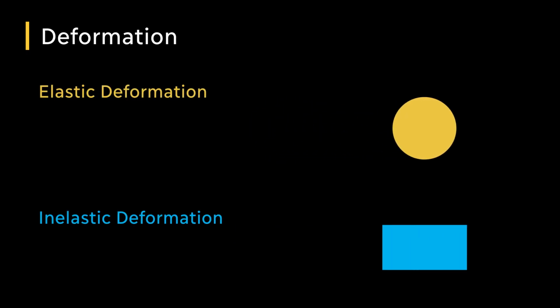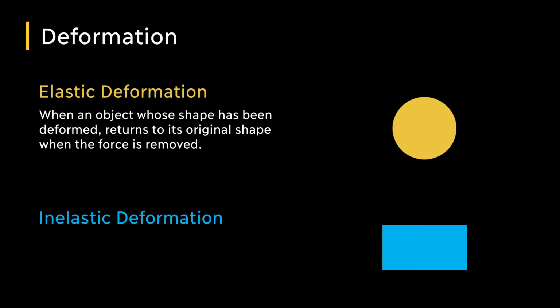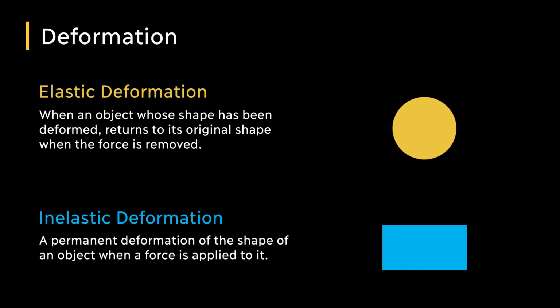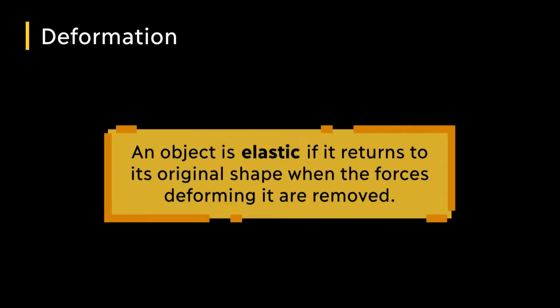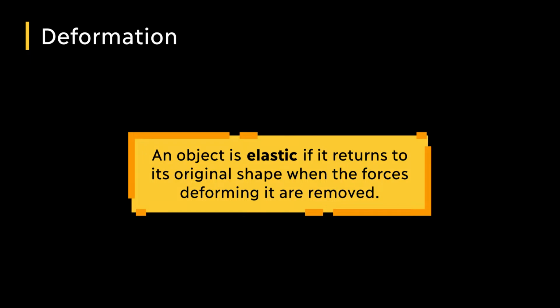We can group deformations into two categories: elastic deformations and inelastic deformations. Elastic deformations are those where, when the forces deforming the object are removed, the object returns to its original shape. On the other hand, inelastic deformations are those where the object is permanently deformed. Even when the forces are removed, it will keep its deformed shape. And from this info, we get the definition of an elastic object. It reads suspiciously like what an elastic deformation is. It's an object which will return to its original shape when the forces deforming it are removed.